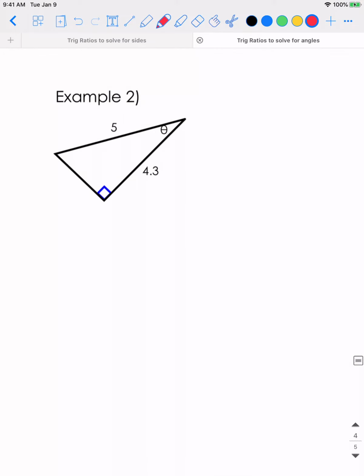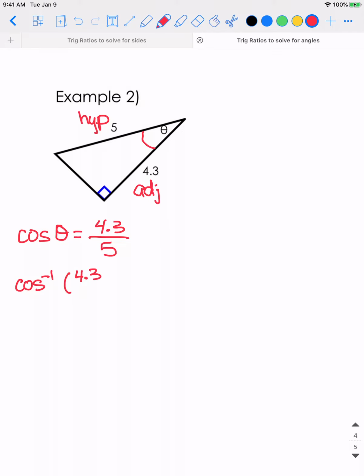Okay, looking at example 2. We have our angle right here. We know the side that's adjacent that helps form it, and we know the side opposite of the right angle, which is our hypotenuse. So if we have adjacent and hypotenuse, we're going to use cosine. So cosine of theta is equal to the adjacent side divided by the hypotenuse. Now we need to solve for the angle theta. So in order to solve for theta, we have to use the inverse of cosine of the ratio of our two sides, and that's how we get theta.